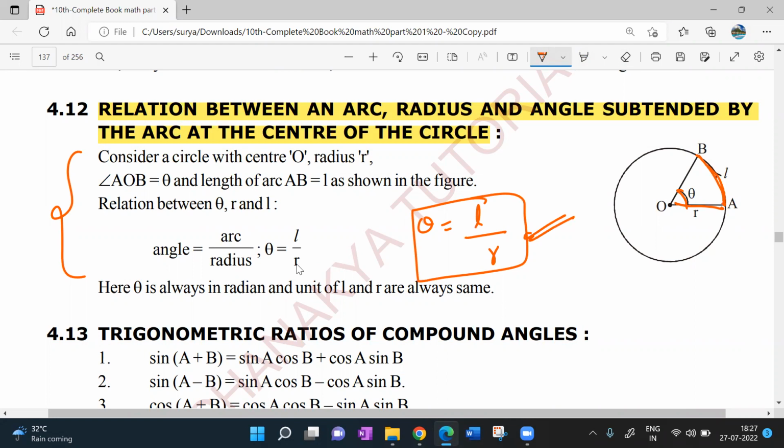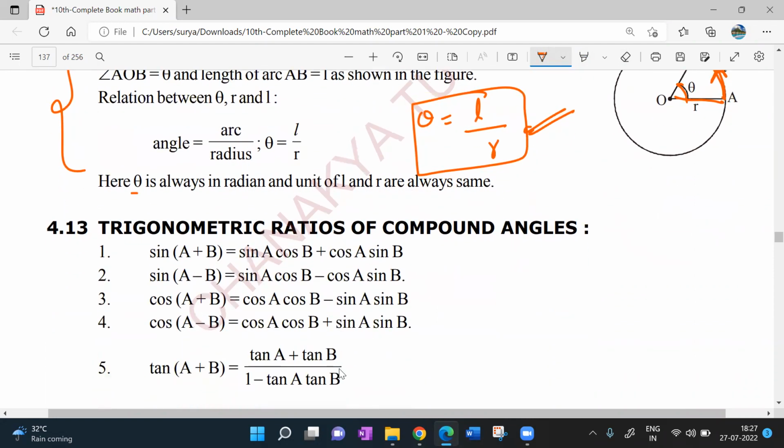Sir, what is L there? L is this arc length. R is what? Radius. Theta is always in radians.